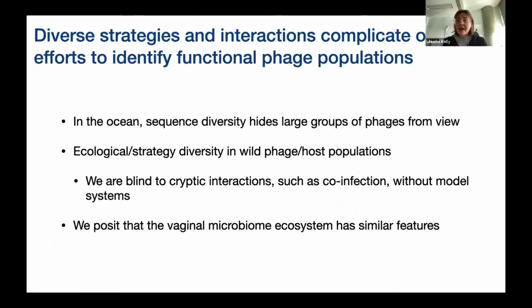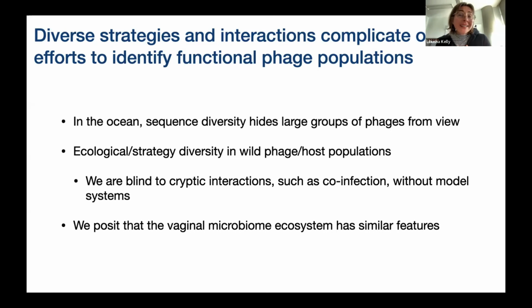These diverse strategies and interactions really complicate our efforts to identify functional phage populations. So these two studies that I showed you in the oceans show that sequence diversity is hiding these large groups of phages from view, that there's a lot of ecological and strategy diversity, and we are blind to cryptic interactions such as co-infection without much more in-depth studies of these systems.